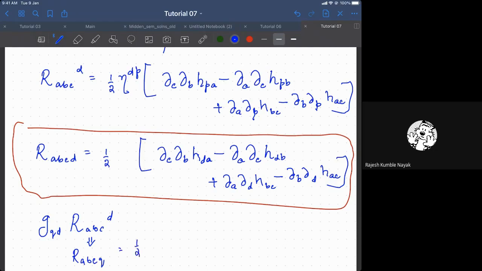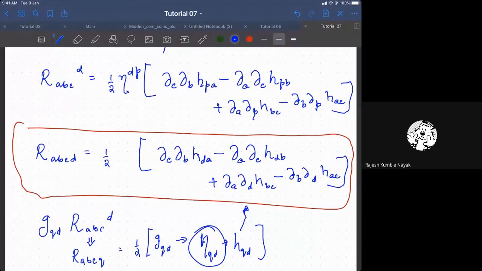I write this G A B, G Q D as eta Q D plus H Q D, and then the contribution from this, it is all in linear, so only this remains, and that would simply pull it down. So it is fine. Raising and lowering under linearized theory can be done either by Minkowski metric or with the full metric. It is not going to change.